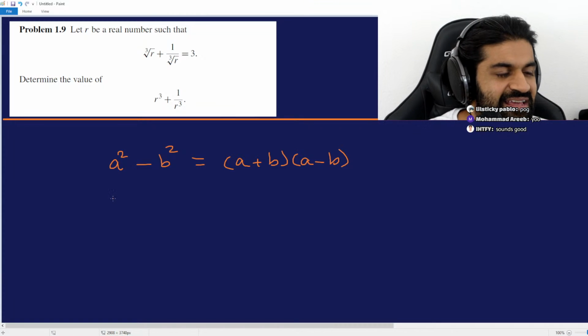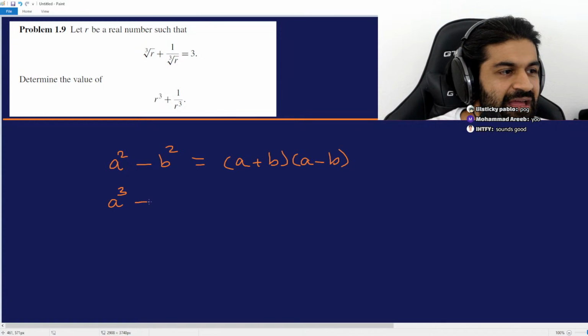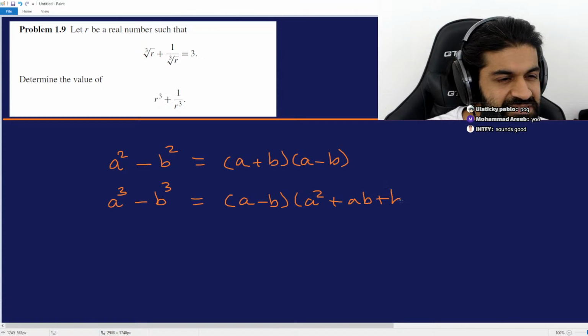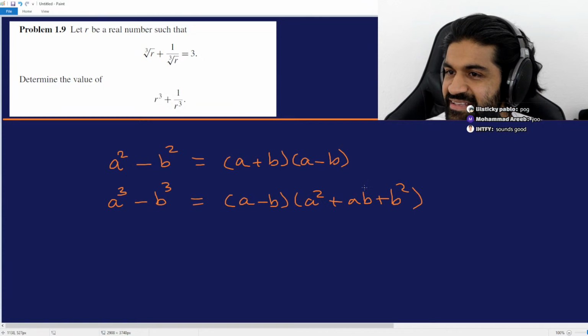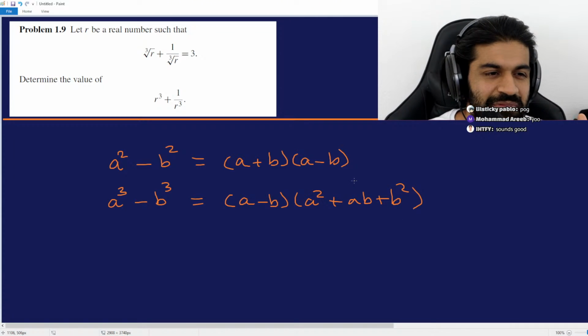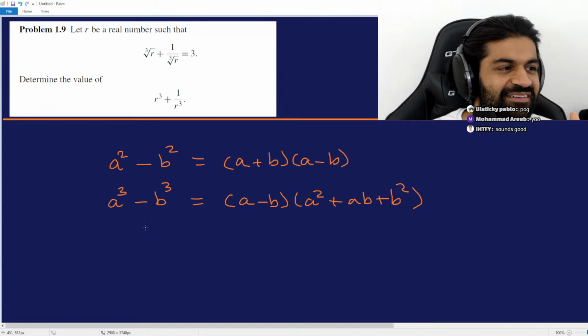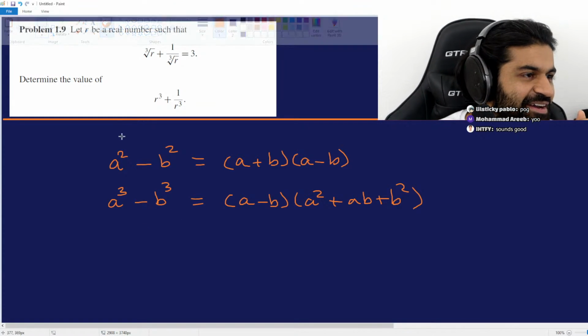Of course, you can take this a bit further and, for example, a cubed minus b cubed is going to equal a minus b times a squared plus ab plus b squared. You usually learn these factorizations in algebra 1 or something like that, in middle school before you enter high school. There are other interesting factorizations as well.